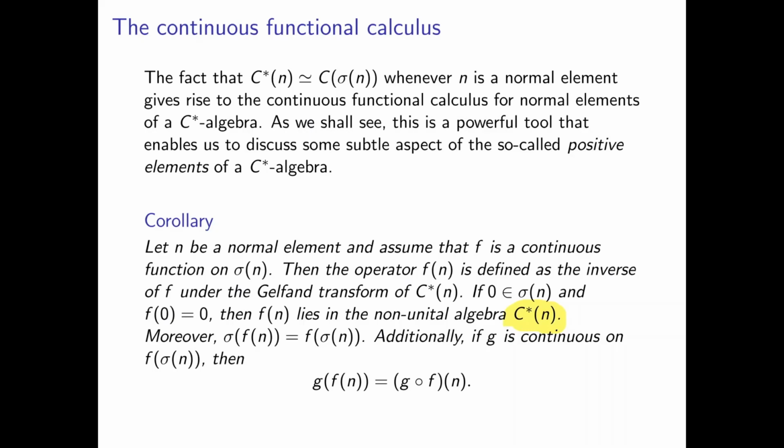So it's just a small detail I wanted to add. It's not really something we're going to use very much, but I just want to note that we can define continuous functions on the whole spectrum of n, even if 0 is contained in the spectrum. And if 0 is contained in the spectrum, then we might have to adjoin a unit to find functions that are non-zero at 0.